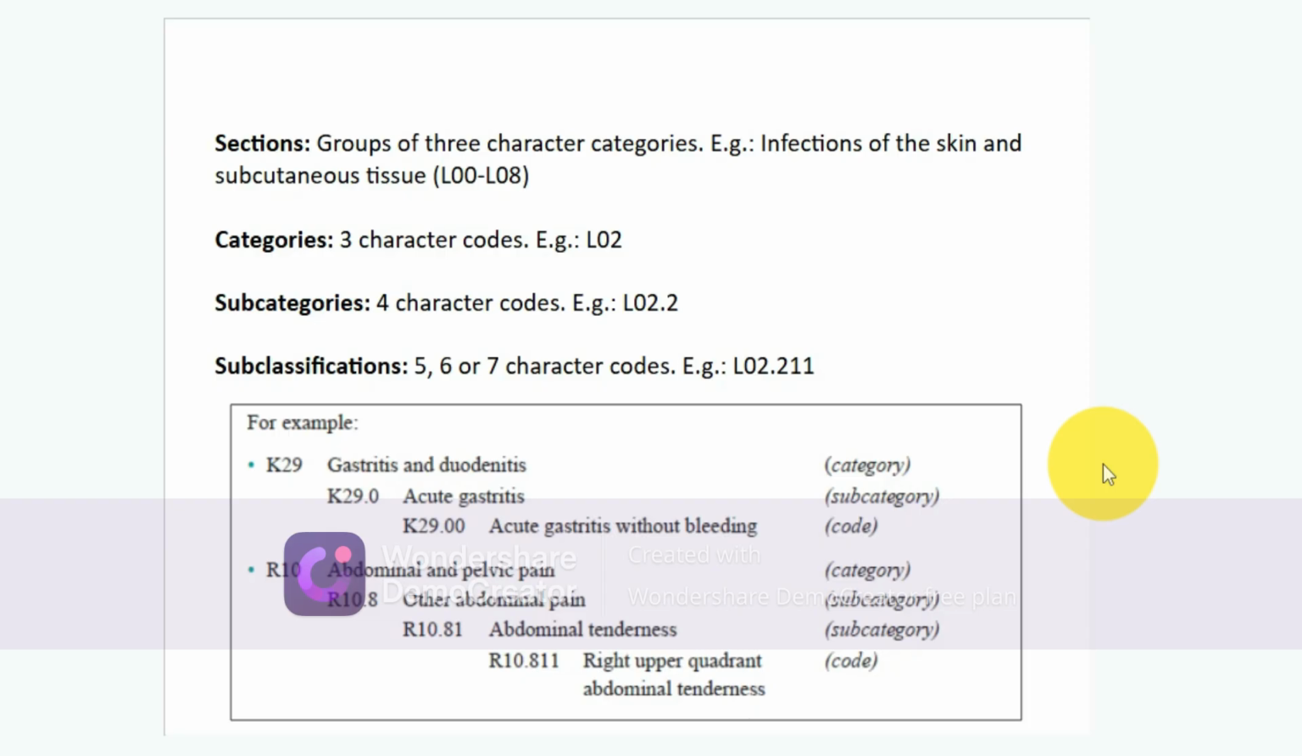R10.8 other abdominal pain, that is the subcategory. R10.81 abdominal tenderness, that is the subcategory. R10.811 right upper quadrant abdominal tenderness, that is the code. So in this way we are checking the complete code.